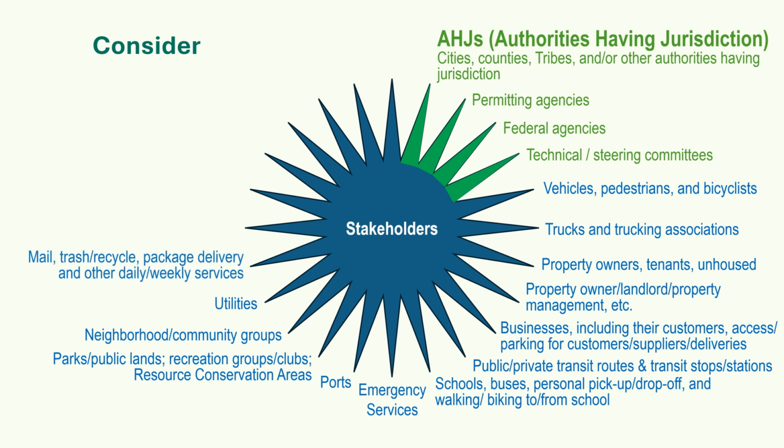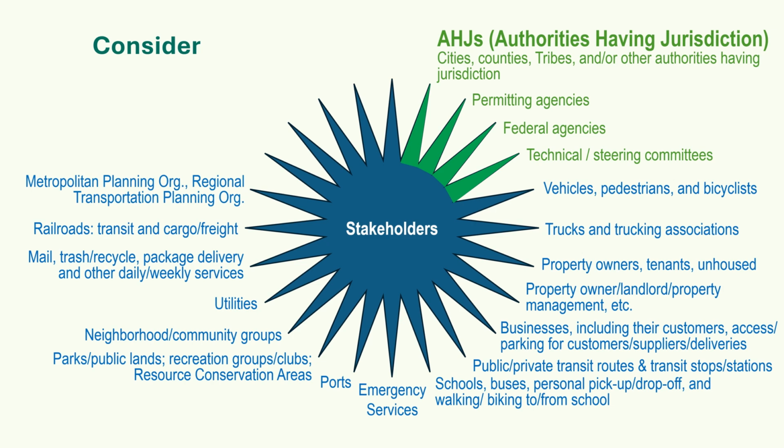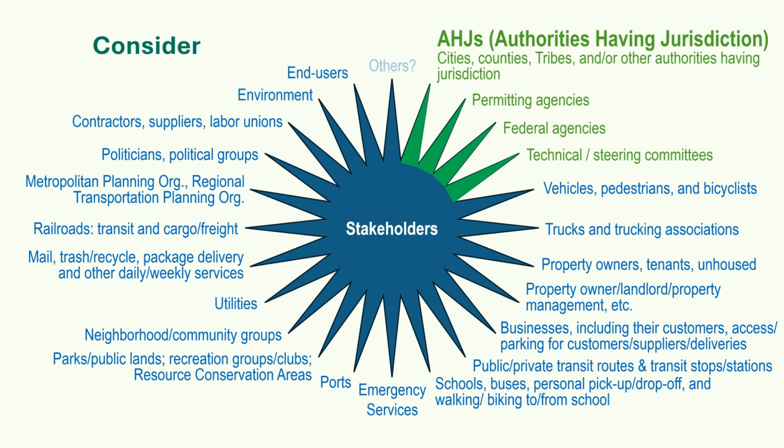Mail, trash and recycle. Package delivery. Examples: Amazon, UPS, FedEx, and other daily or weekly services. Railroads, transit, such as Sound Transit and Amtrak, and cargo and freight, such as BNSF. Metropolitan planning organizations and regional transportation planning organizations, such as the Puget Sound Regional Council. Politicians, political groups. Contractors, suppliers, labor unions. The environment. End users. What other stakeholders might you have?